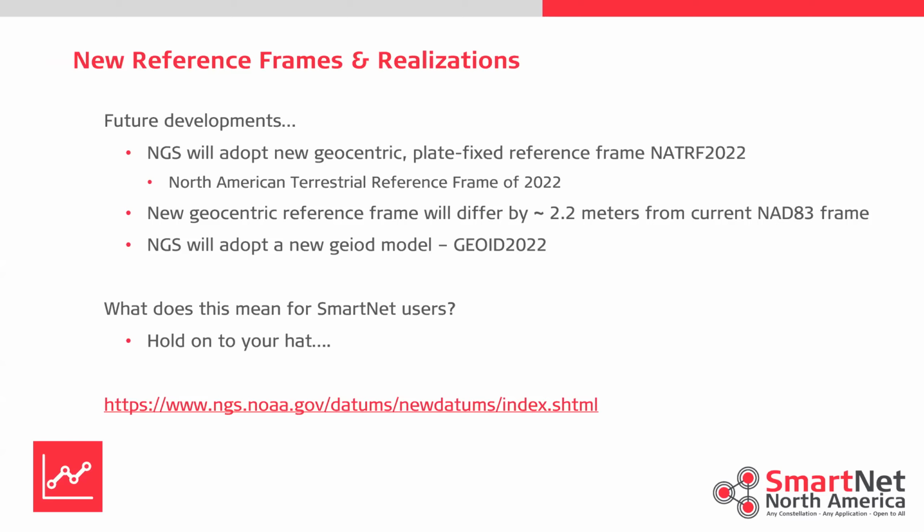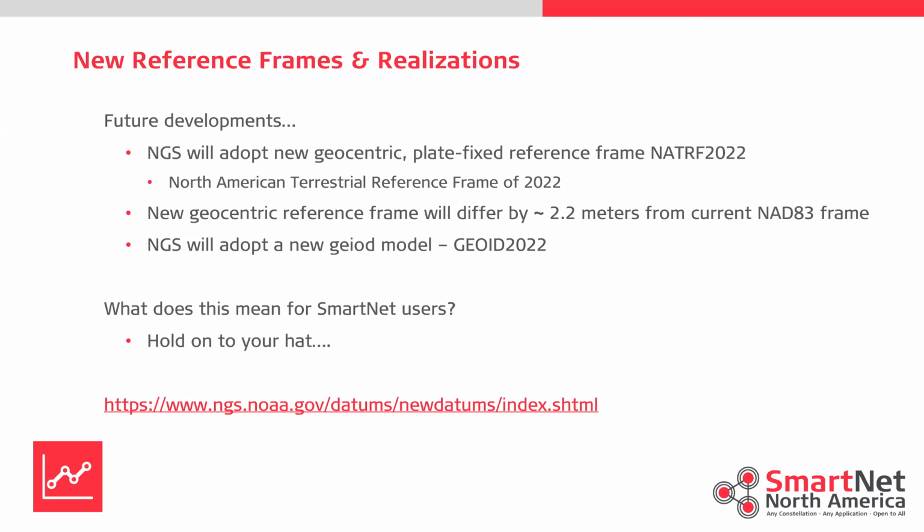So that's a big deal. 2.2 meters is a big deal. It's actually probably better it's 2 meters than it is 2 centimeters, because 2 meters kind of jumps out at you. 2 centimeters can kind of hide from you and mess you up in other ways. But this is a big deal that's coming. They'll adopt a new geoid model, geoid 2022, along with geopotential heights. Heights might be a bigger deal to a lot of people than the horizontal shifts, but this is all coming. It's 2022. It's not what we're talking about today.